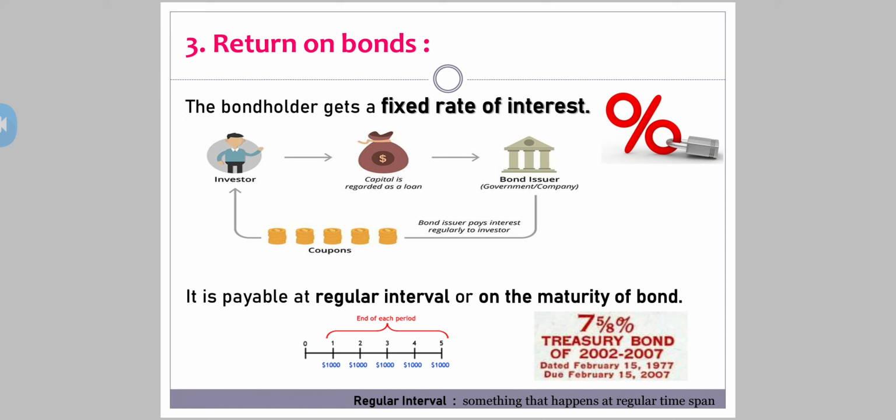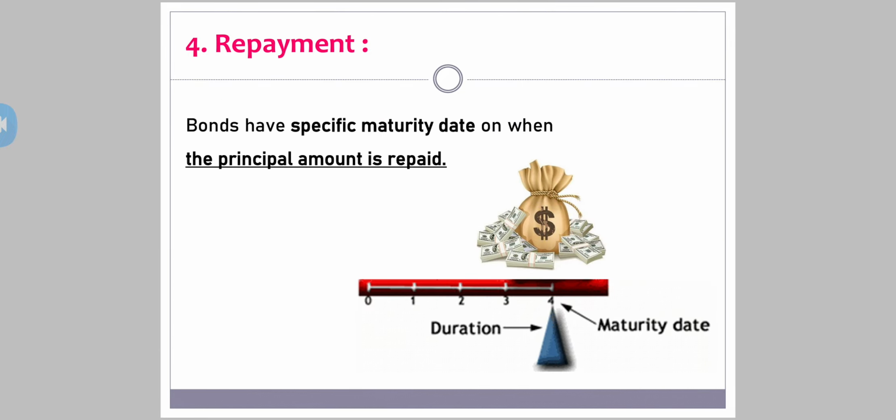What is regular interval? Something that happens at regular time span. You can say every year, every 2 years, every 6 months. So this is known as regular interval or on maturity date. Maturity date, remember, a future date when the company is going to repay the principal amount, that is the bond amount. And coming to the last point is repayment.